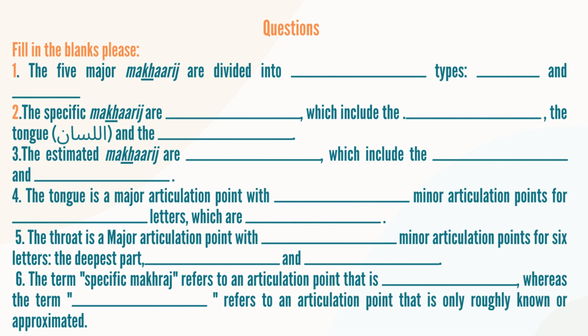Number 6, the term specific makharij refers to an articulation point that is, whereas the term refers to an articulation point that is only roughly known or approximated. And that's it for today.